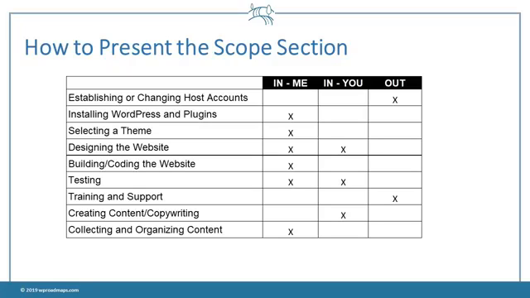Then we've got testing, where both of us are involved, training and support, which is out of scope for this project because they already have a WordPress site. This is to update their existing site. And then creating content and copywriting is their responsibility. Collecting and organizing the content is our responsibility. So I think it's really helpful to spell those things out as different things, so that they understand. And in some cases, they might be responsible for collecting and organizing the content. Although I find most of the time it's easier if I do that part.